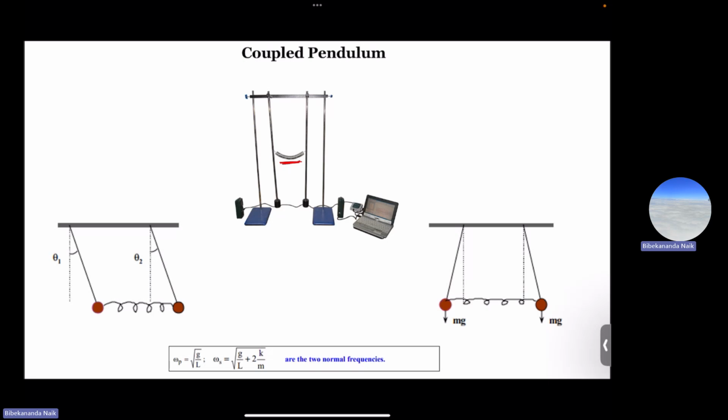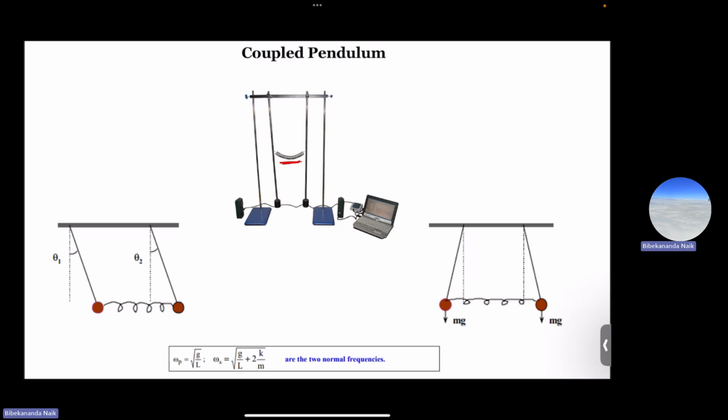So that it has two frequencies. One is when they are moving along the same direction, another when they are moving in opposite directions. This is g by l, and another frequency is g by l plus 2k by m, where k is the spring constant.